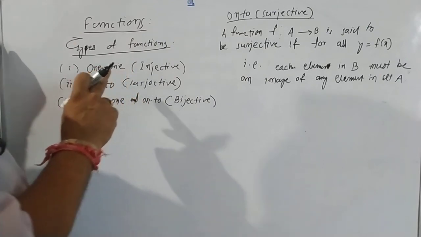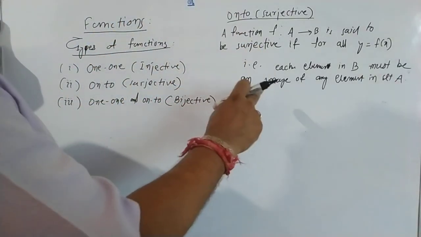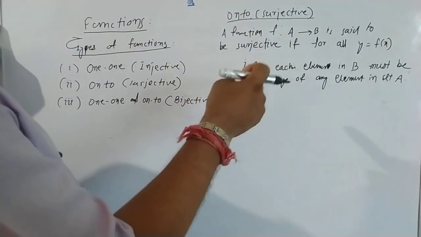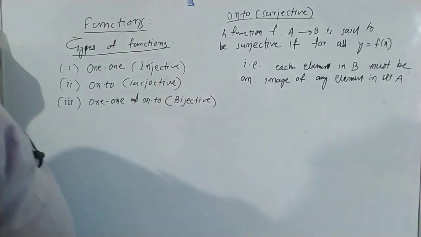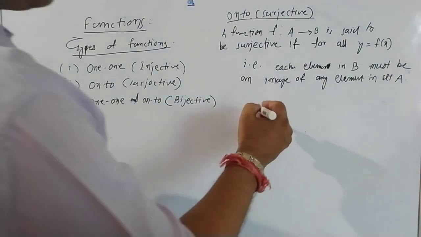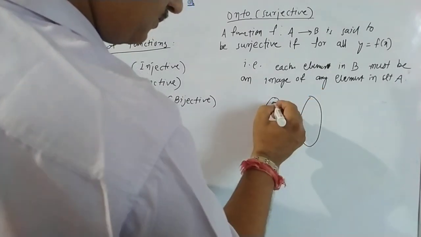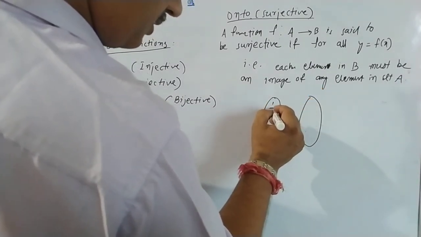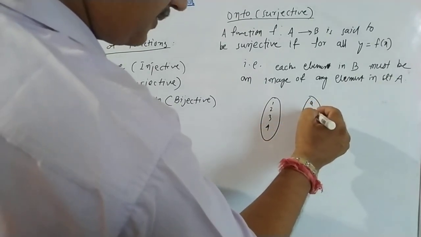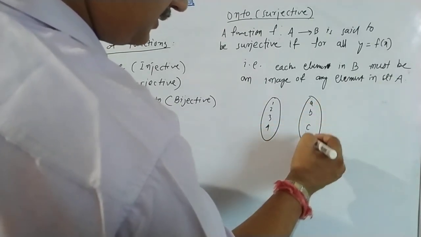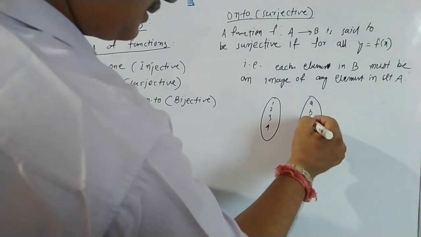Just see, injective: each element in set A has one image in set B. But onto: every element in set B must be an image of some element in set A. One, two, three, four, A, B, C, D, P.